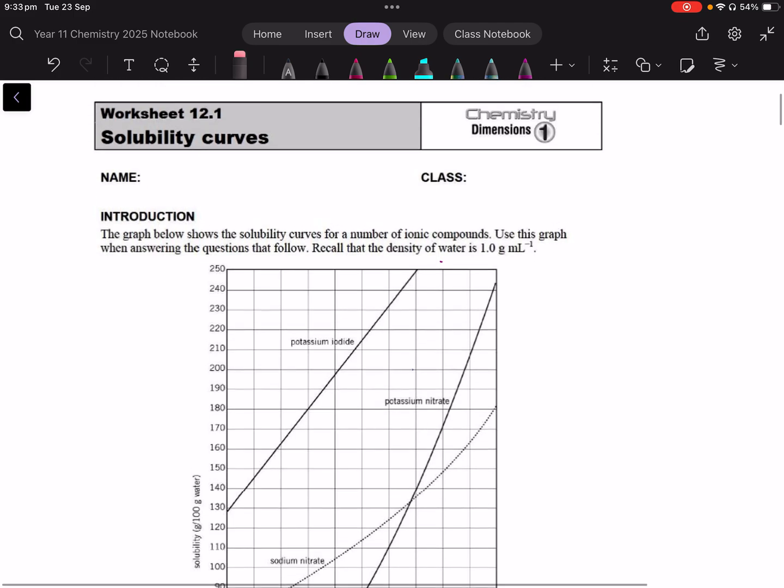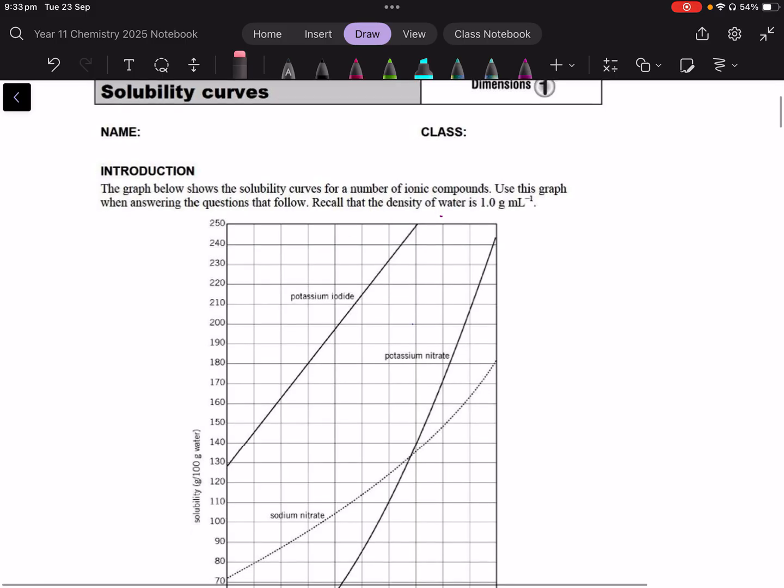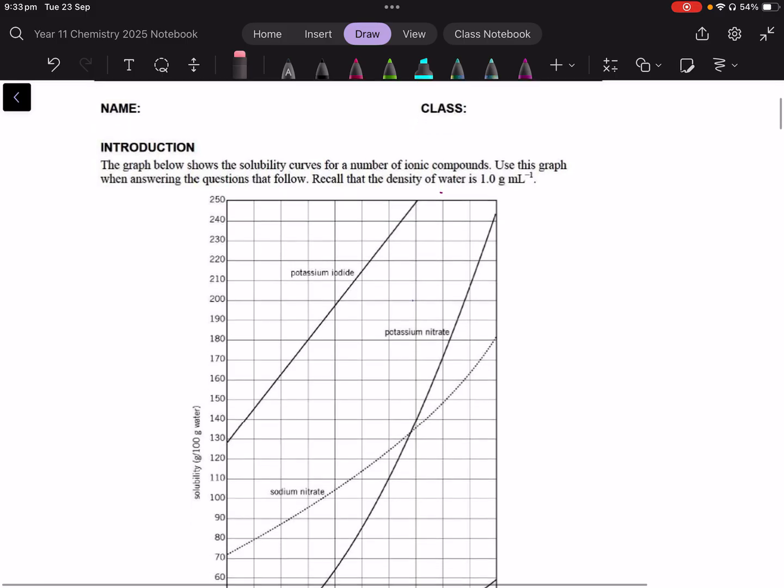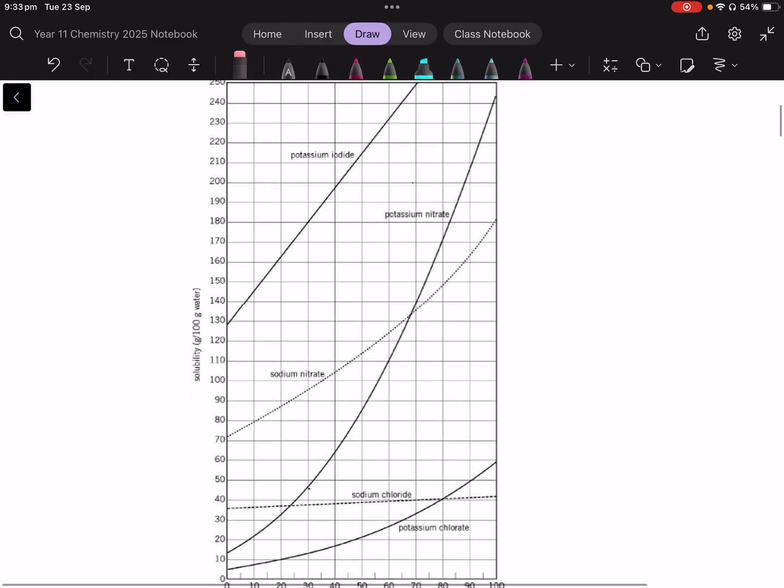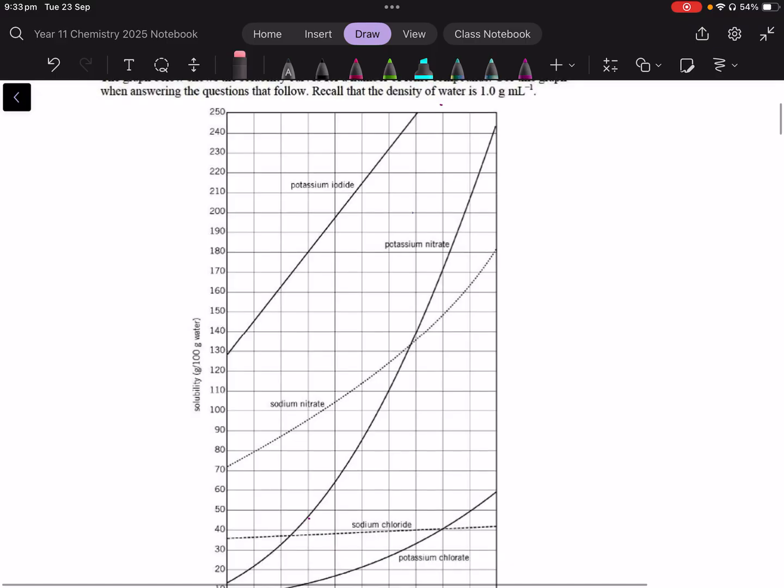Starting with the solubility curves, I would like to start with this graph and show how we are going to solve some of the questions that follow on this worksheet. So we are looking at the solubility curves for different salts, and it doesn't necessarily have to be a salt, but any even organic molecule that dissolves in 100 grams of water. So really we are talking about solubility in 100 grams of water.